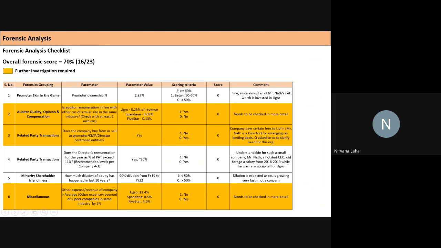Then, does director's remuneration exceed 11% of PAT? Yes, it is 20%. That's understandable because Mr. Nath, who was a hotshot CEO, quit in 2016 and stopped taking a salary for 3 years. His story is actually available on YouTube. He tells how he used to stay in 2,000, 3,000 rupee per night hotels in Mumbai when he was meeting all these hotshot PE firms trying to convince them. He used to be so ashamed of where he was staying that he would ask them to drop him in front of a swanky hotel, and then he would walk from there.